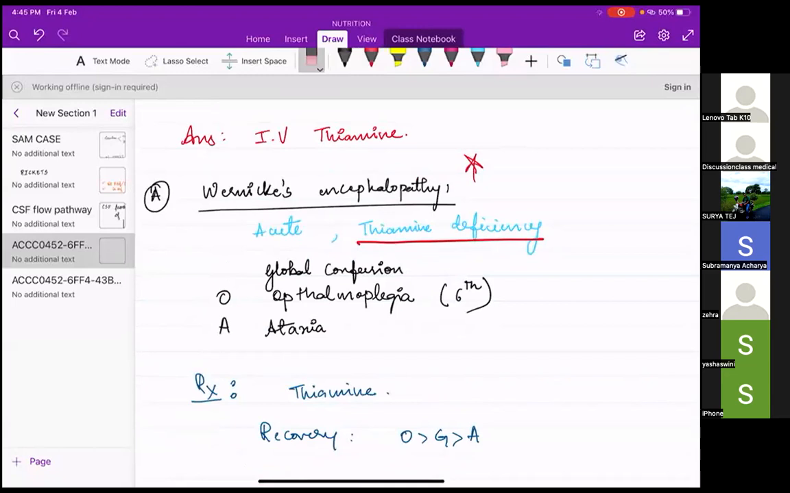Ophthalmoplegia, usually the 6th cranial nerve is involved; 3, 4, 6 are involved. So that is the mnemonic. And treatment, I said: since there is thiamine deficiency, let us treat with thiamine. So the recovery of the symptoms will be in the order of first your ophthalmoplegia will recover, then confusion, then ataxia.